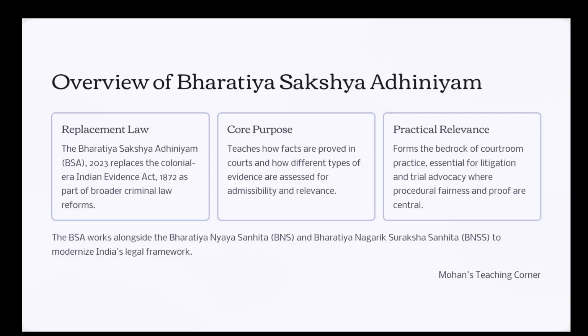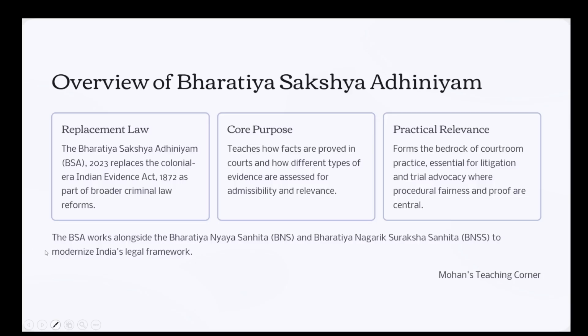It is the replacement law: the core purpose and practical relevance. The Bharatiya Sakshya Adhiniyam, simply BSA 2023, replaces the colonial-era Indian Evidence Act 1872 as a part of criminal law reforms. The core purpose: it lays down how facts are proved in courts and how different types of evidence are assessed for admissibility and relevance.